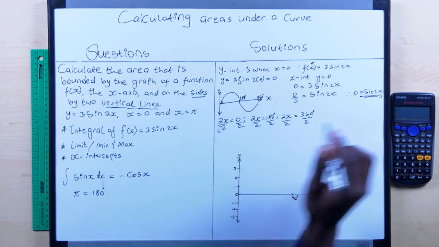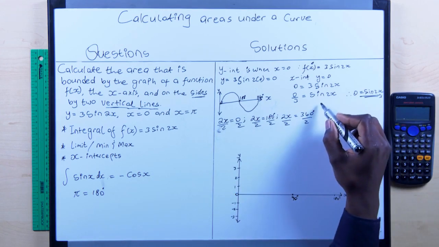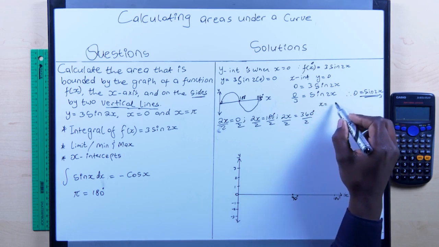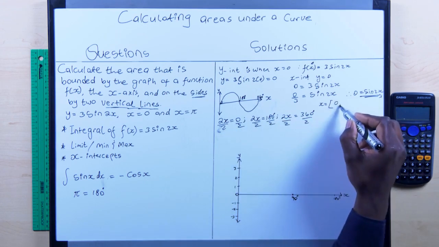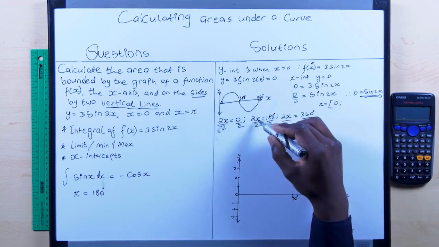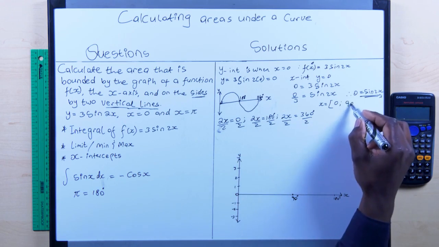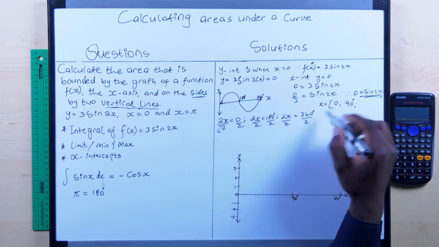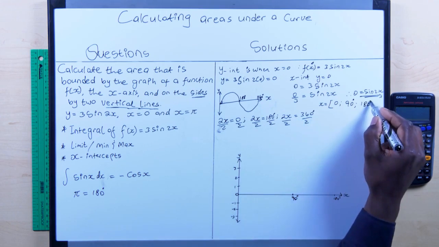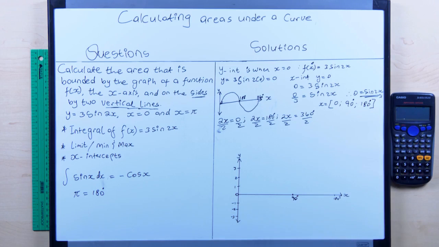let's transpose them here. Our x-intercepts will be equal to 0, equal to 90, as well as equal to 360 divided by 2, which is 180. These are our x-intercepts.